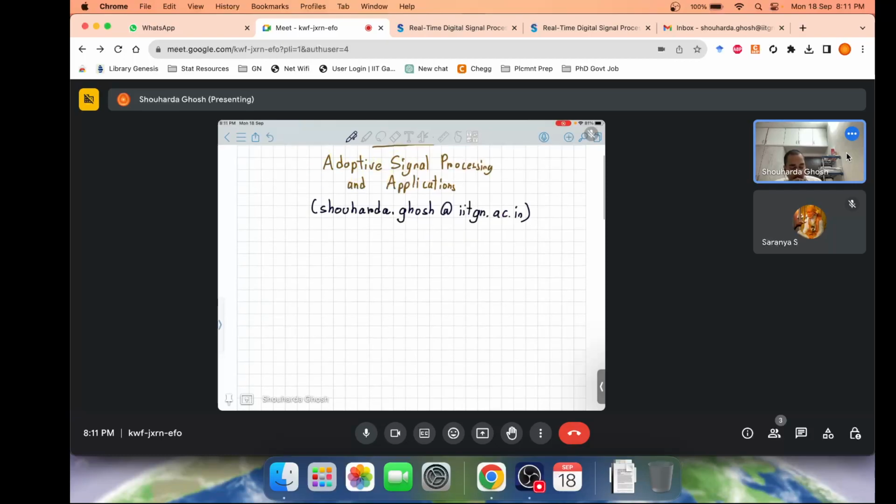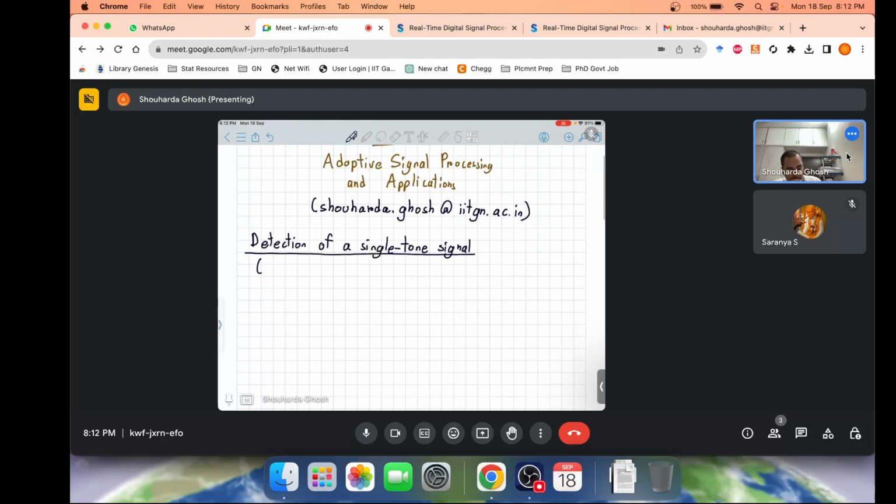Okay, and so we shall first talk about detection of a single tone signal using adaptive filtering.